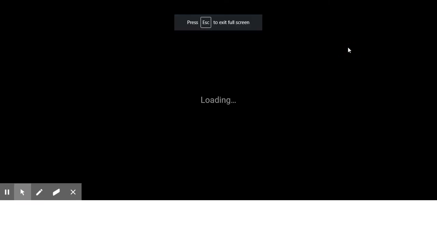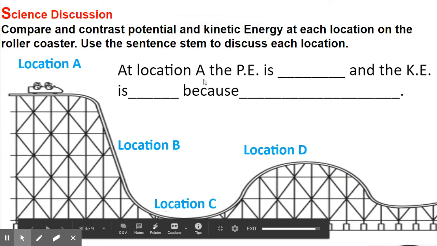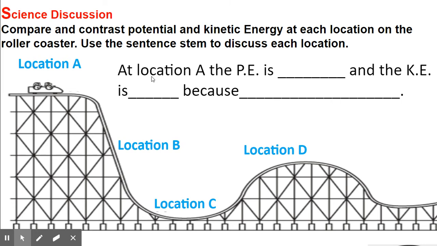All right, let's have a class discussion using this sentence stem. So I'm going to talk about different locations, and we will compare and contrast potential and kinetic energy. So we can say at location A, potential energy is great and the kinetic energy is the least because we are at the highest position of the track.